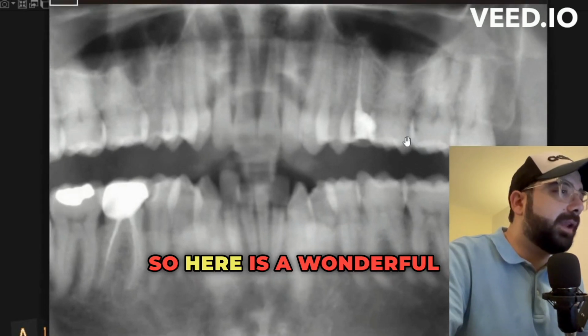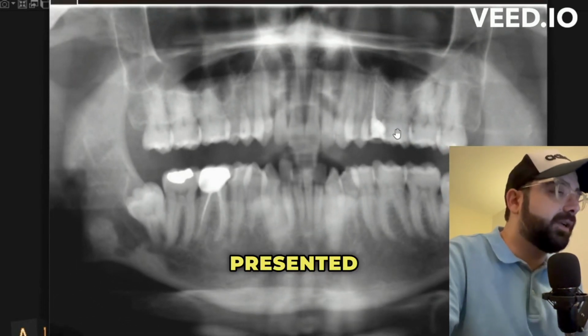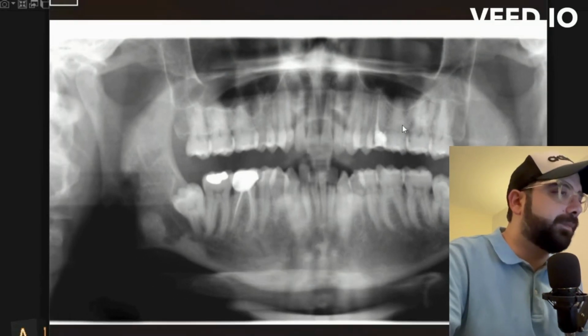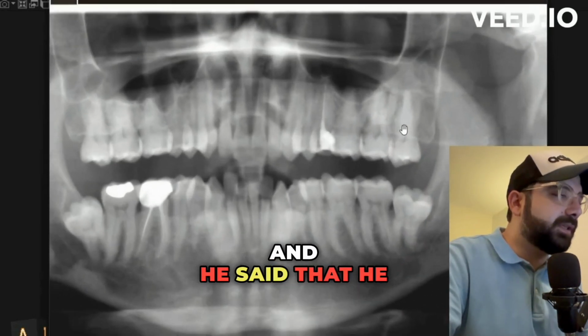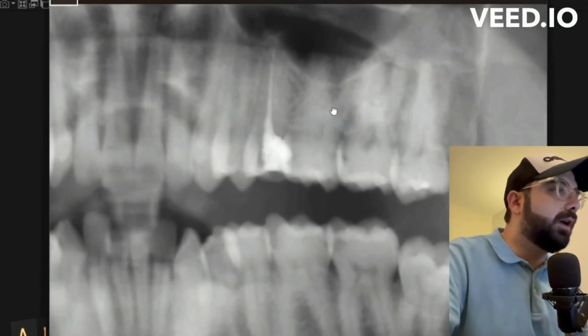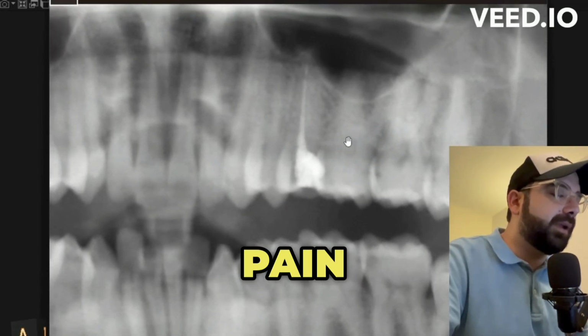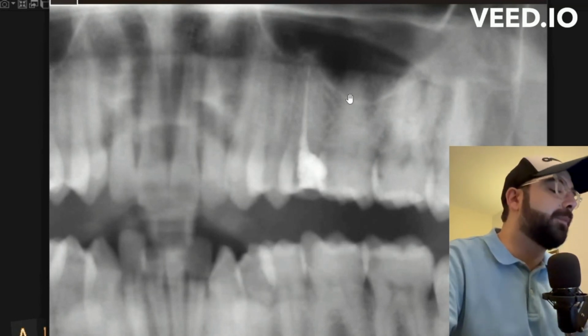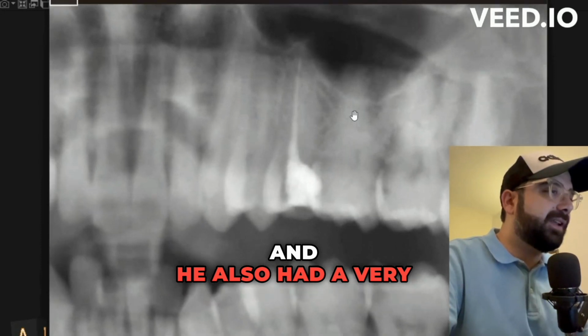So here is a wonderful case. Patient presented to us with complaint of pain in the upper left segment, and he said that he had a root canal done just 3 to 4 months ago, and was waiting for the pain to go away, but the pain hadn't gone away, which is why he couldn't get a crown over it. And he also had a very specific kind of pain.